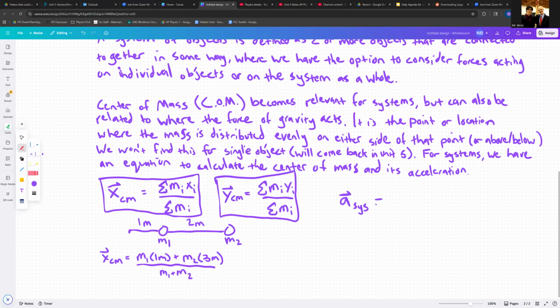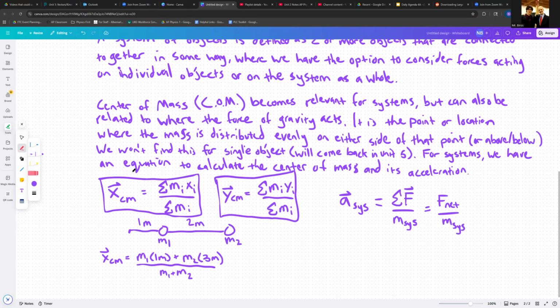So acceleration of a system is equal to the sum of all forces acting on that system divided by the mass of the system itself. So they write Newton's second law a little bit weirdly here, but that's fine. They just divided the mass over to the other side. And they also have it written as, well, that's just the net force, force net, divided by the mass of your system.